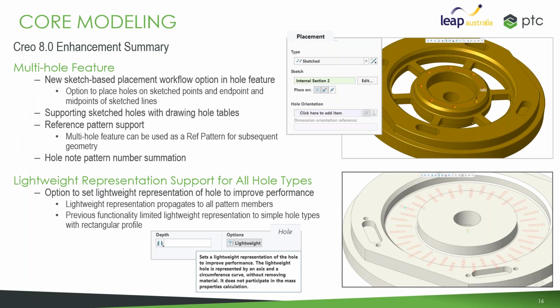Also, lightweight representation support. So that's been around for a long time, I think since the Wildfire days, from memory. So the ability to display a hole as a lightweight, essentially like a curve that represents where that hole is. So if you're working with models with hundreds or thousands of holes inside, and you don't want your model to get really slow, you can set them to lightweight. So now that option is there for any type of hole that you might create. Okay.